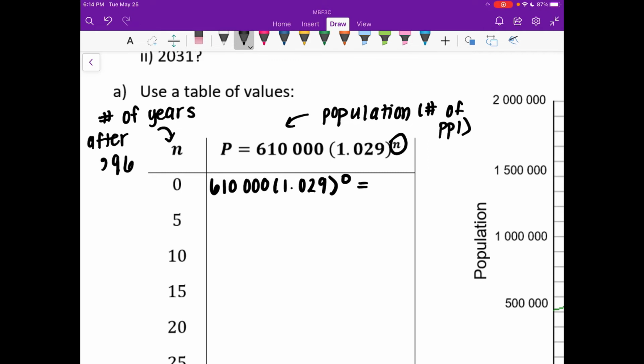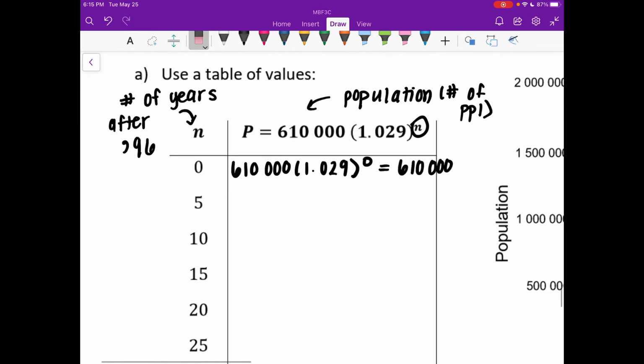So we're just going to do 1.029 to the power of 0, which is just 1. So I'm left with 610,000 times 1, which is just 610,000. Okay? Let's find out after 5 years.